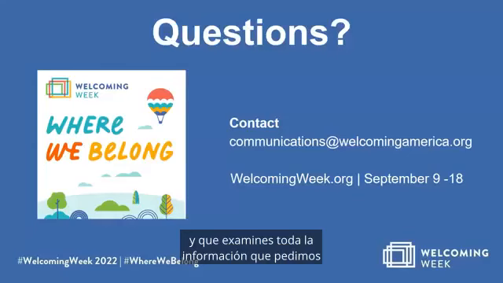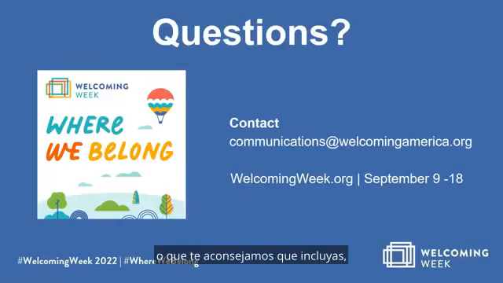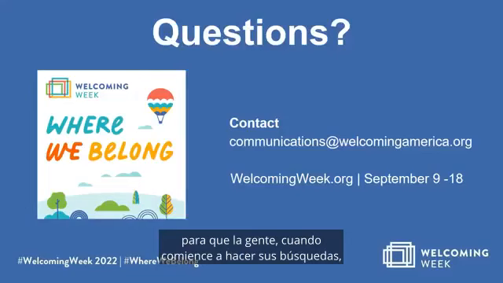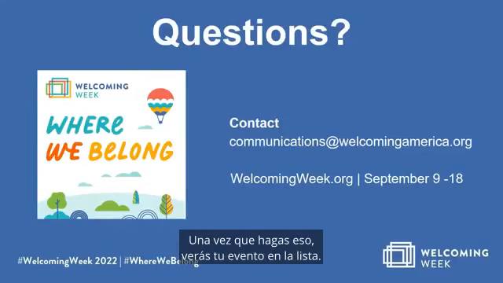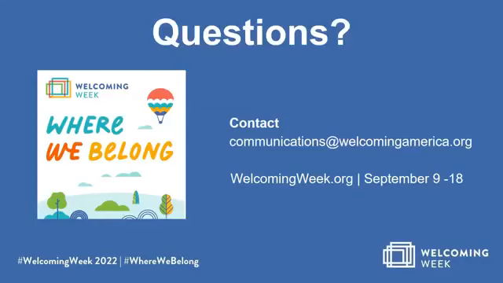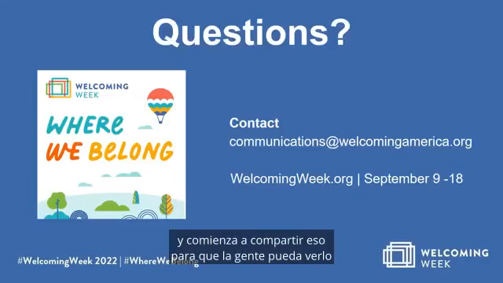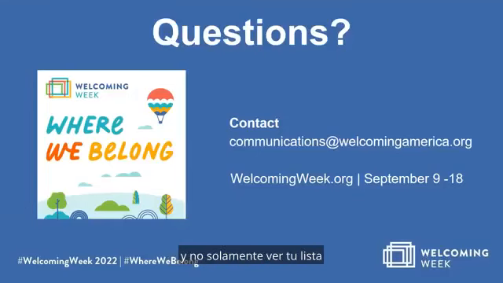What I'd encourage you to do is go to that link on the page and look at all of the information that we do either require or encourage you to include, so that your event listing is robust and does provide a lot of great information, so people, when they start doing their searches, can see that. Once you do that, you'll see your event listed, and then use that URL and start sharing that out so people can also visit that and see not only your listing, but also know how to look at other events happening in that same area as well.